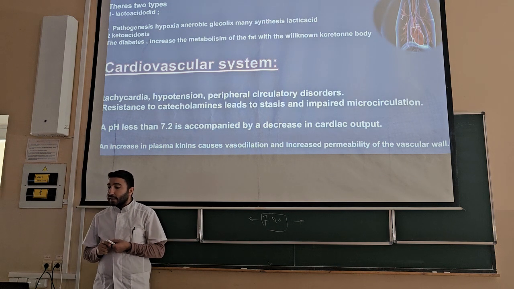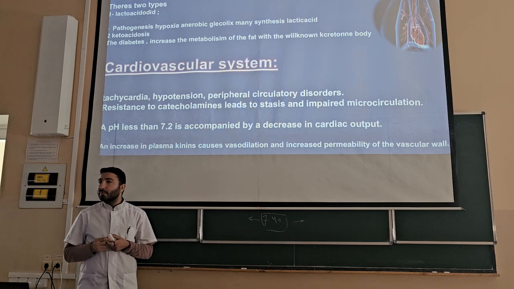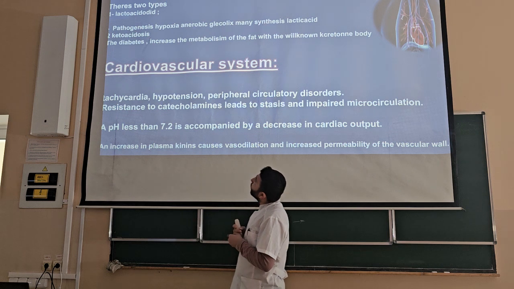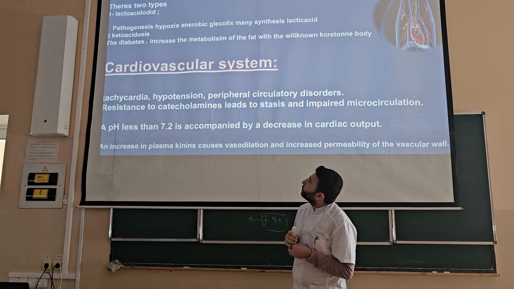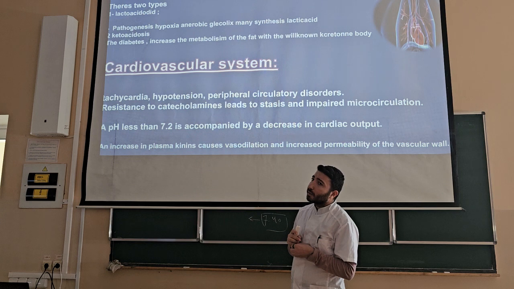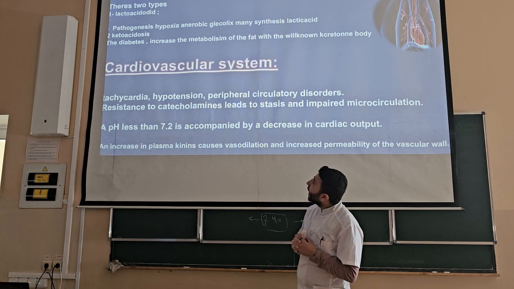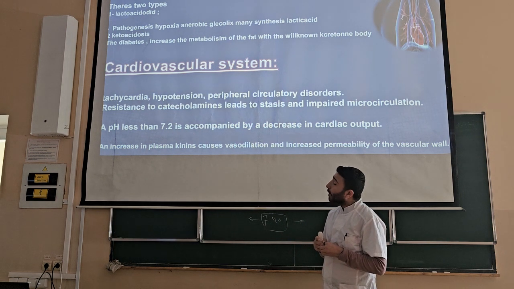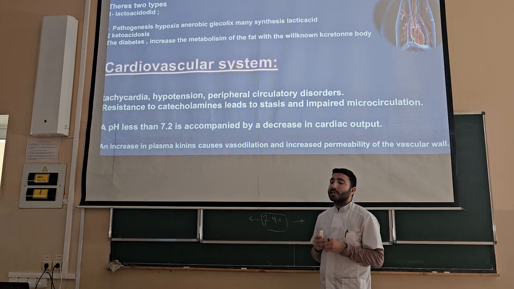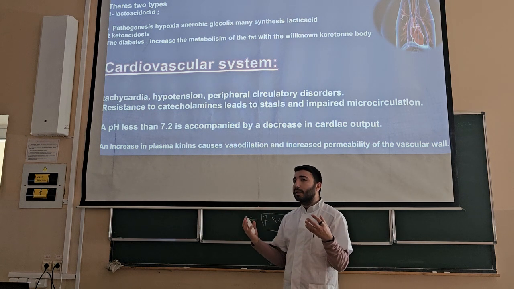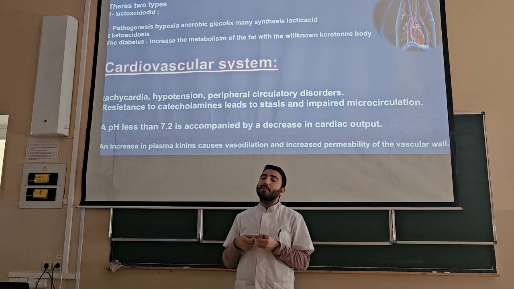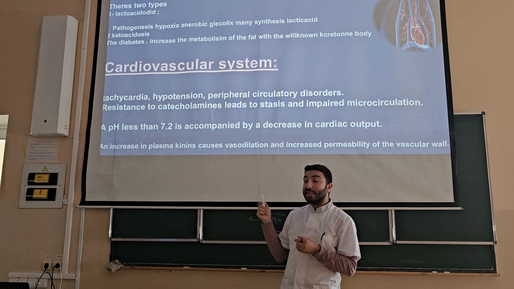Metabolic acidosis, guys, can be classified into two types. There is lactic acidosis. That's from the previous slide we spoke about, and from the pathogenesis, hypoxia reasons. What could happen to the cardiovascular system right now? Those acidosis and alkalosis, what could be the effect on the vital organs? For example, we will take the heart as an example.